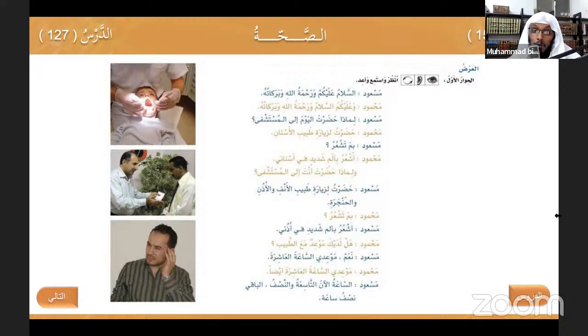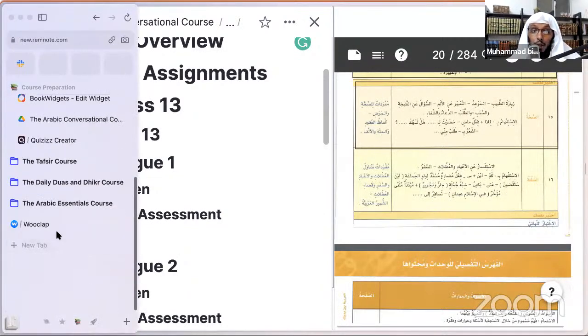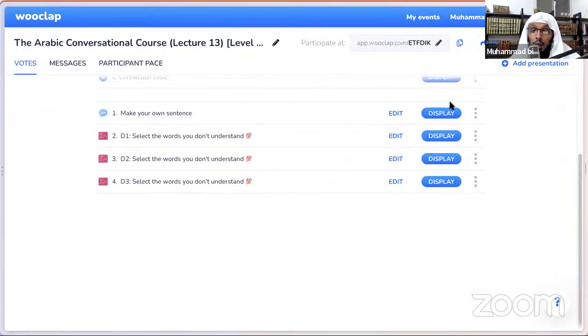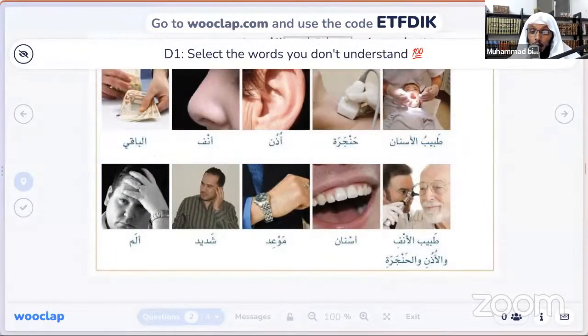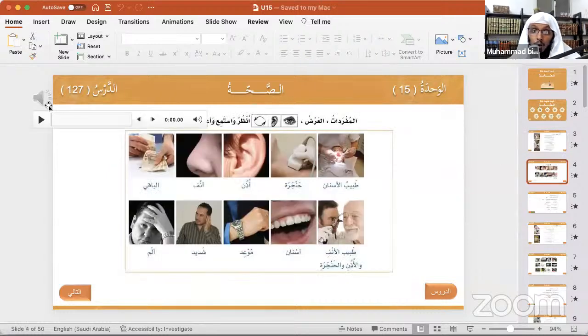انظر واستمع وأعلم. Okay. Start with the dialogue, obviously, with the vocabulary first. Got to send you the WooClap link. It's there in the chat. Okay. So here we have the first set of vocabulary. We'll listen to it as well. Tell me which words you don't understand.